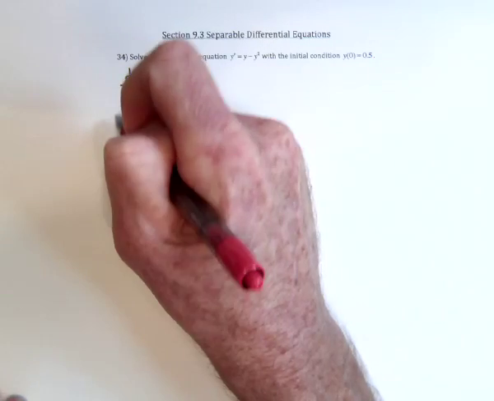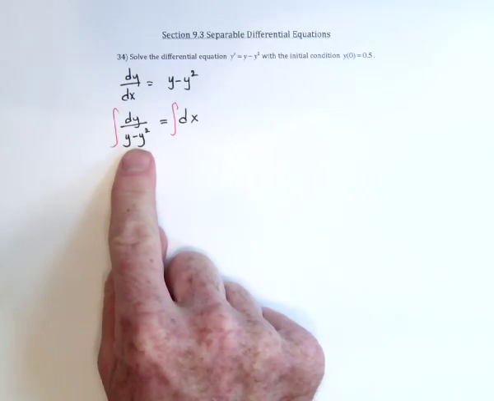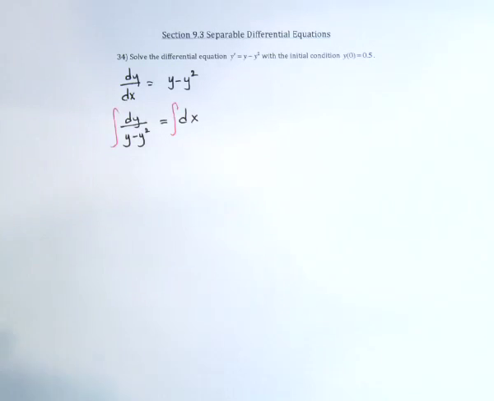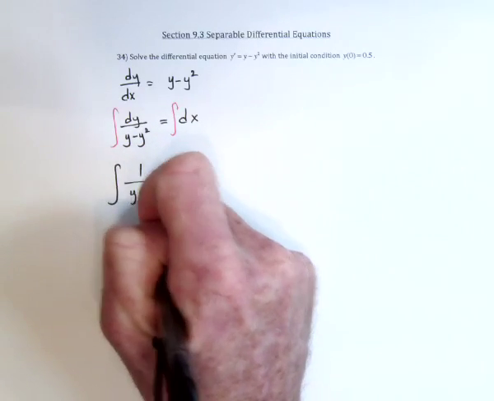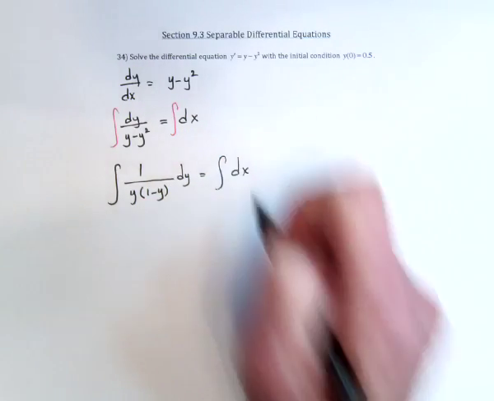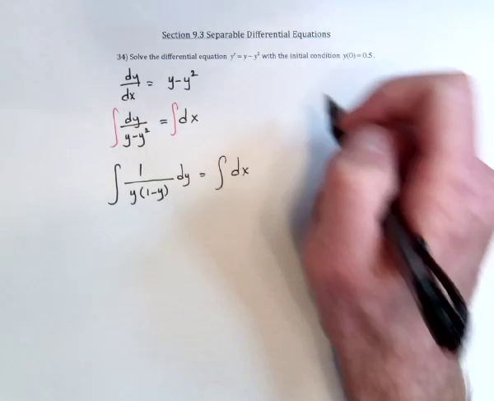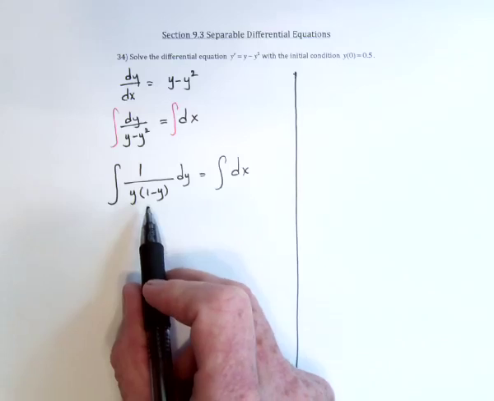Now that they've been separated, integrate both sides. Well, this one, how do you integrate 1 over y minus y squared? Well, notice that that can be factored. So factor out a y, and then if it could be factored, we could use partial fractions. So I think that what I'm going to do is use this right-hand side to do my algebra with partial fractions, and then I'll come back and finish the integral over here.